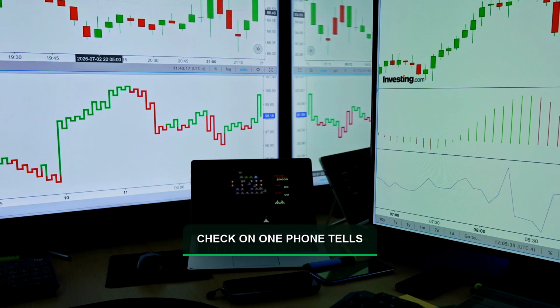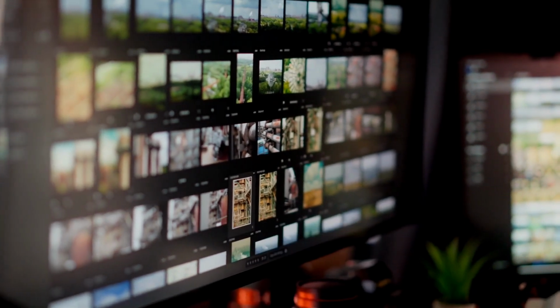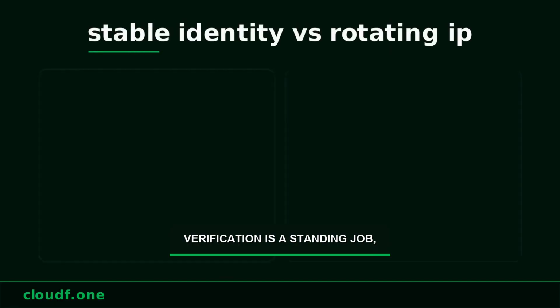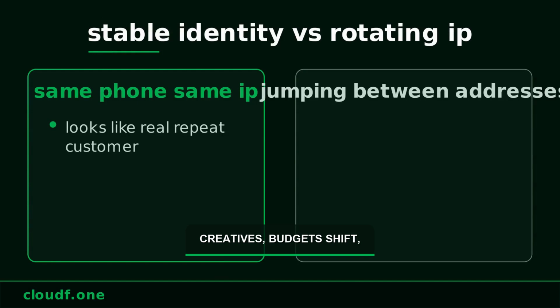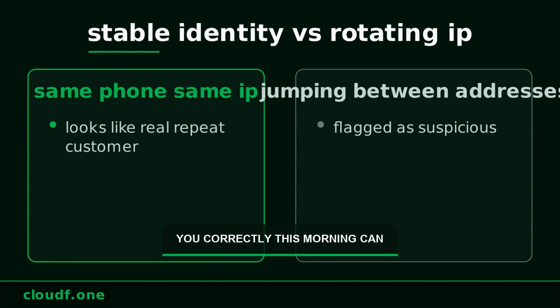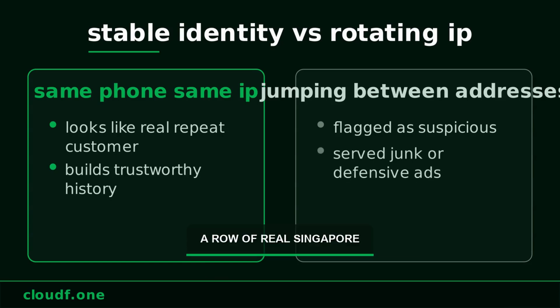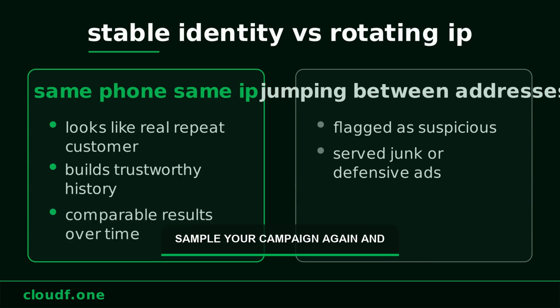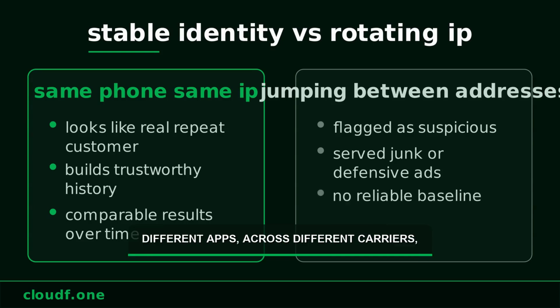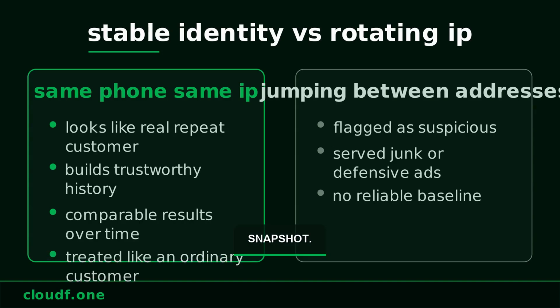Now, one check on one phone tells you about one moment. Verification is a standing job, because campaigns rotate creatives, budgets shift, and an exchange that served you correctly this morning can serve something wrong this afternoon. This is where a fleet earns its keep. A row of real Singapore phones, each holding its own steady identity, lets you sample your campaign again and again across the day, across different apps, across different carriers, and build a real picture instead of a single lucky snapshot.